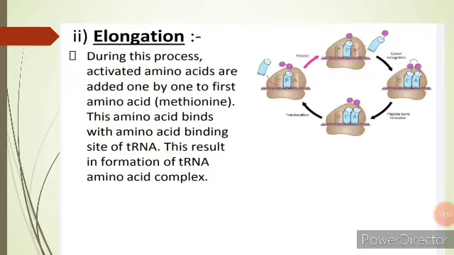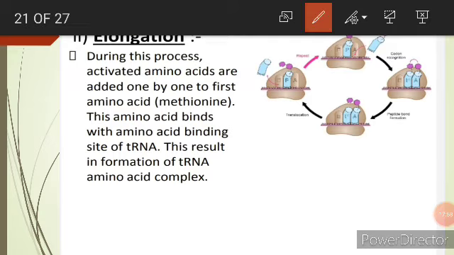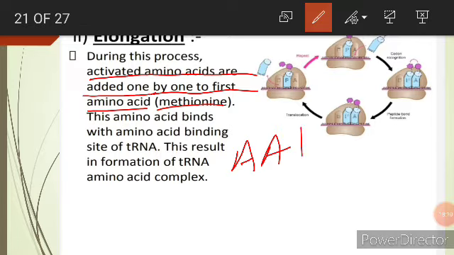So now comes the elongation. During this elongation, what is going to happen? You can see during this process, the activated amino acids are added one by one to the first amino acid, that is methionine. Here it is indicated by A1. Suppose this is the methionine.